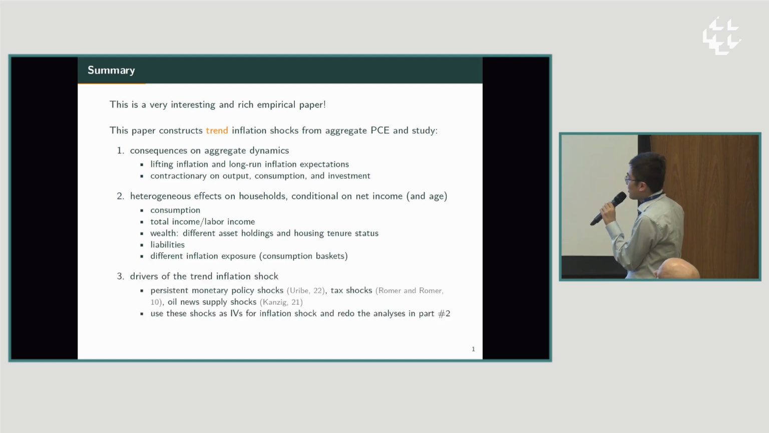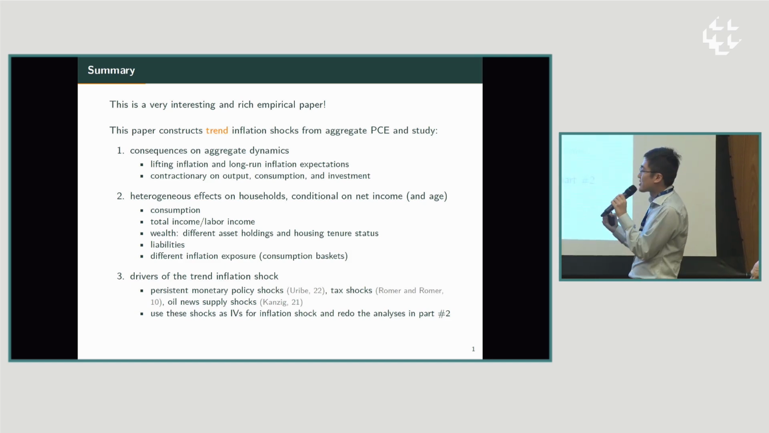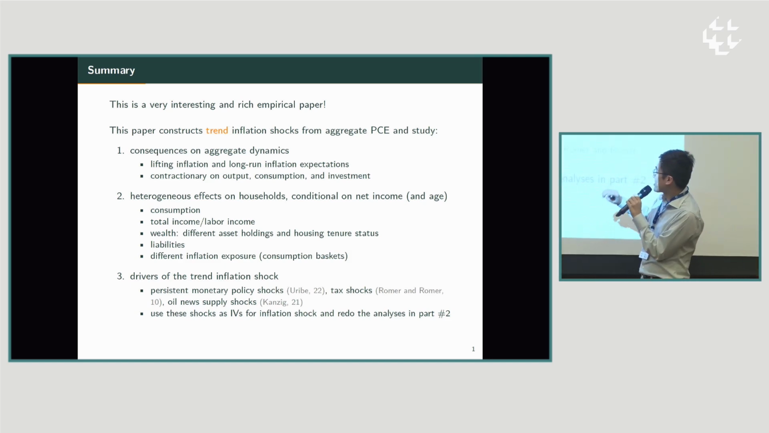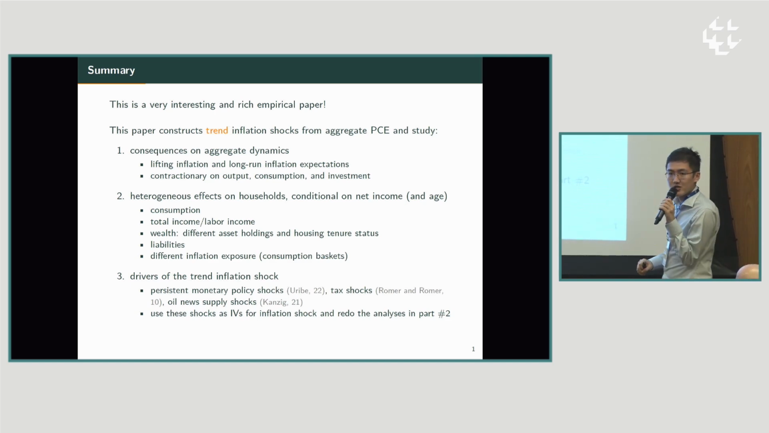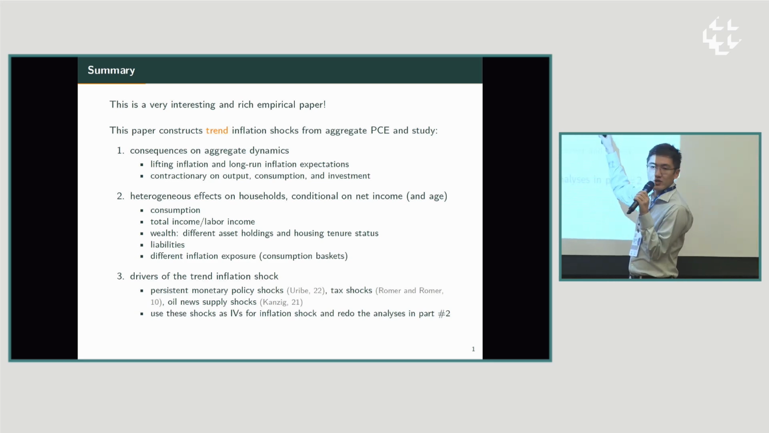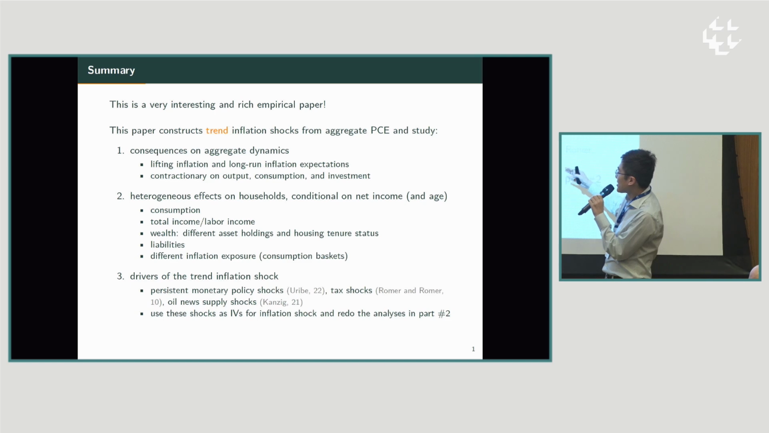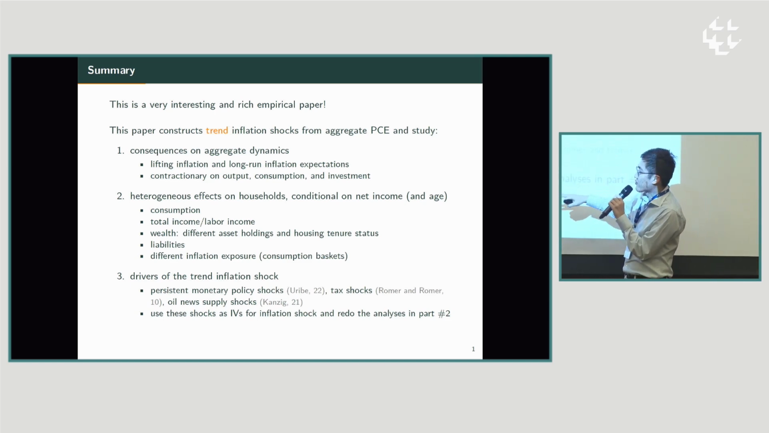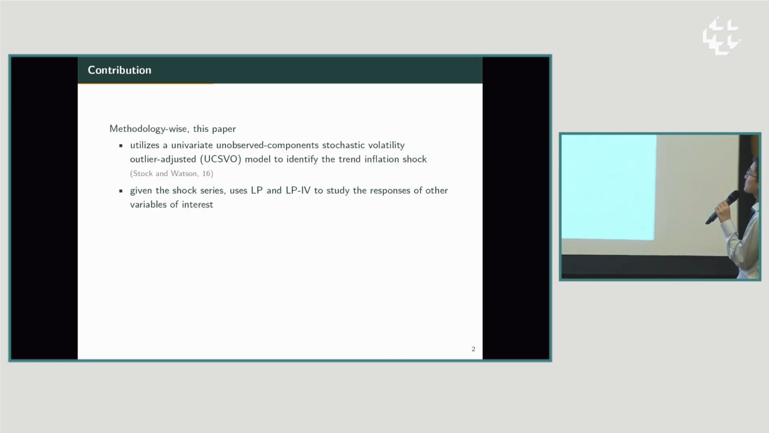And then finally, what they do is that they use well-identified exogenous shocks, like persistent monetary policy shocks, tax shocks by Romer, or oil news supply shocks as instruments for the trend inflation shock, and then redo the second part, and see whether the results are robust and to what extent the trend inflation shock reflects the changes in the persistent monetary policy shock, or tax shocks, or oil news supply shocks.